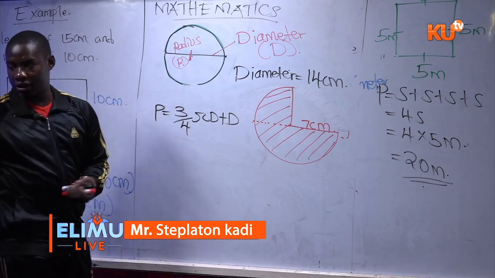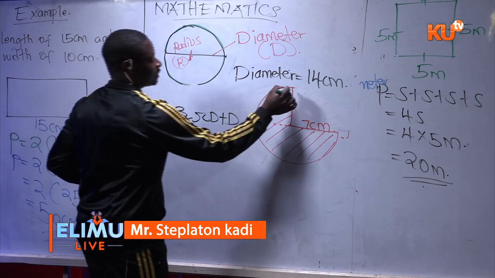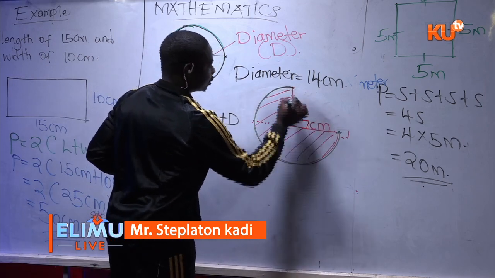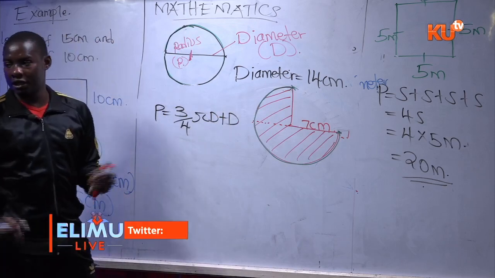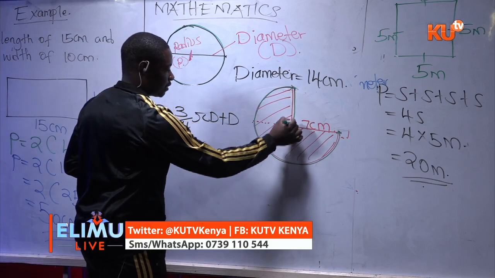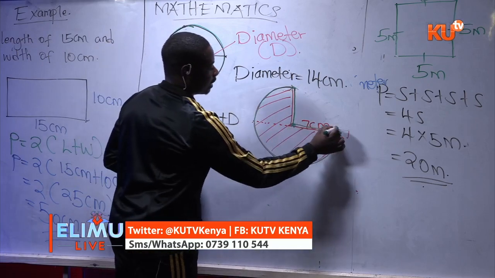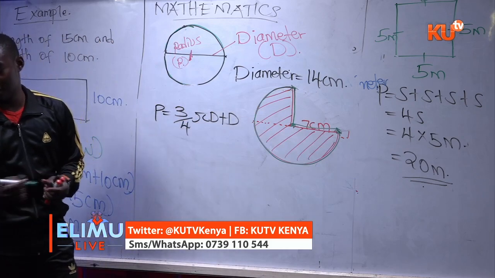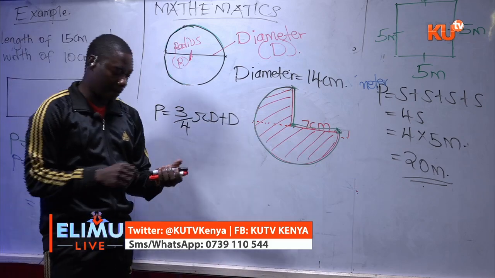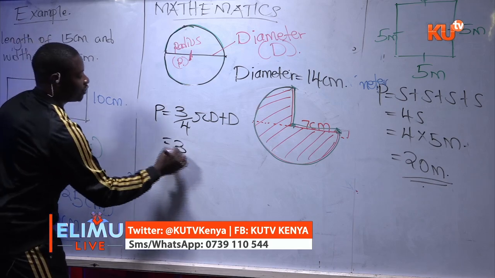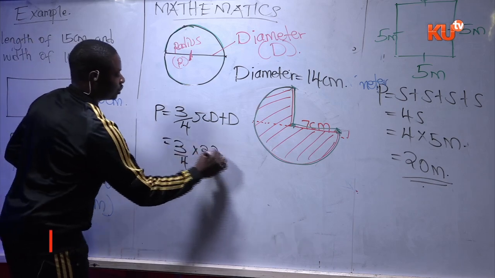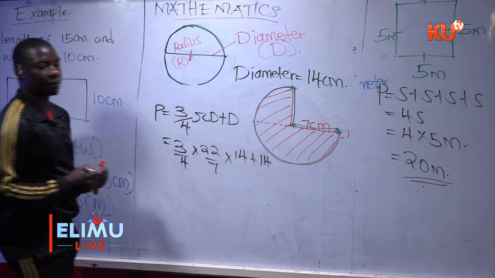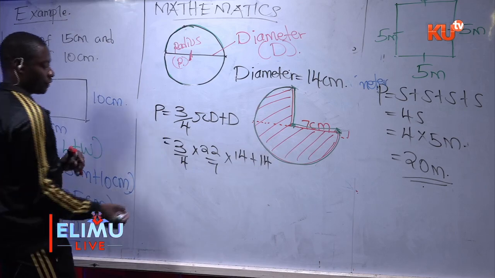We are adding d because 3/4 pi d will only give us this part. 3/4 pi d is the measurement from there up to there. So that is 3/4 pi d. So we need to add the other measurement, which is from here up to here, and from here up to here. This is radius, this is radius. So radius plus radius will give us diameter. That's why we are putting plus d. So we solve 3/4 times 22/7 times 14 plus 14. So we work out the multiplication part.